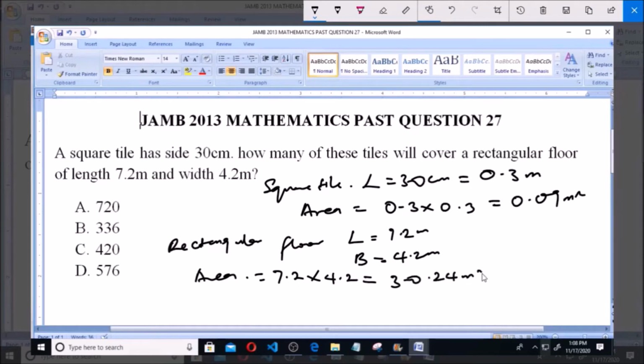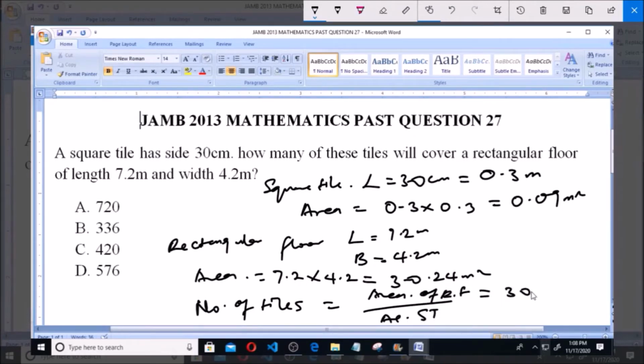Now to get the number of tiles that will be able to cover this rectangular floor, we simply divide. So the number of tiles will be equal to the area of the rectangular floor over the area of the square tile, and that is equal to 30.24 over 0.09, and that is equal to 336 tiles, which is option B.